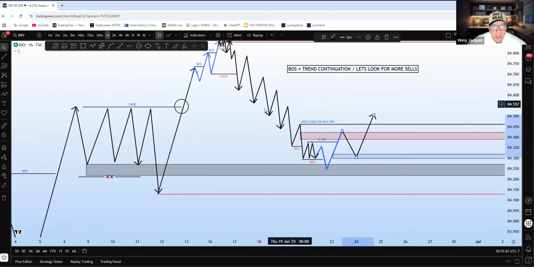I know this right here got a bit more advanced, but that's how the market moves. So I can't ignore that when I explain. I can't, because this is exactly how the market moves.